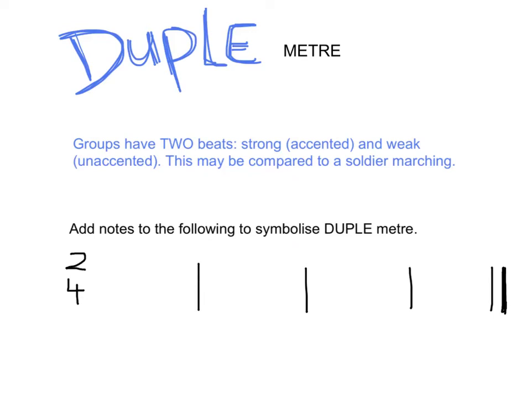Please write an example of duple metre in your books. Please have 4 bars indicated by double bar lines at the end, and indicate that it's duple metre by adding the 2 and 4 to the left hand side, as well as having 2 beats per bar. This highlights your understanding of note and rest values. Please pause this video while you do so.